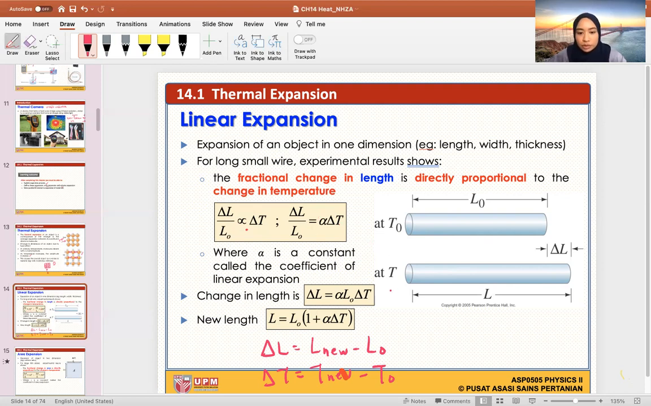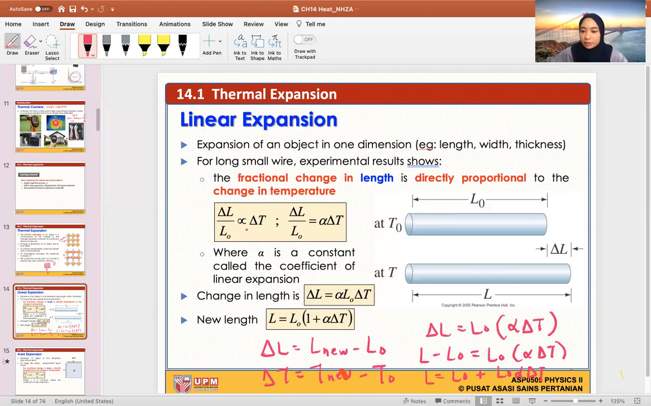So now if I were to expand this equation, delta L equals L naught alpha delta T. What is delta L? We know that delta L is L new, I'm just going to write L here, minus L naught equals L naught alpha delta T. Now we have two L naughts. So L equals L naught plus L naught alpha delta T. Now I can factor out L naught from that.